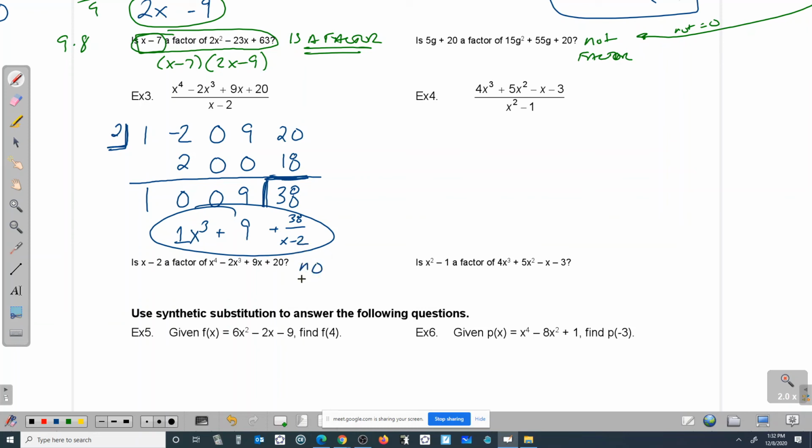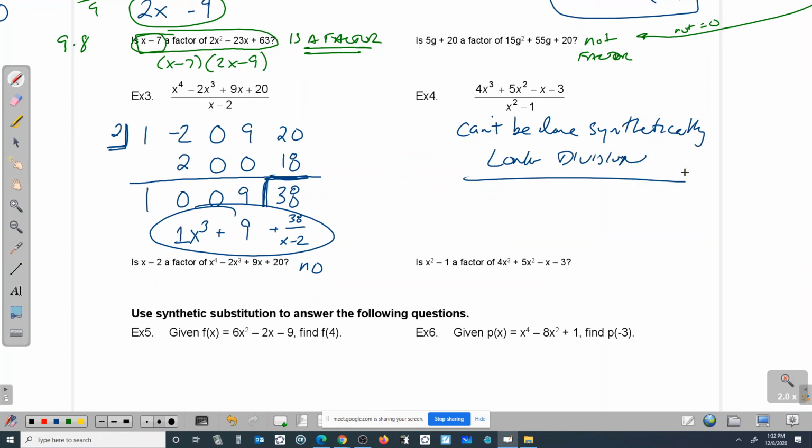We got a new problem here, example number 4. How do we set this up? What did I say you have to be able to divide by? Is that a linear binomial? No. Can't be done synthetically. Guess the only way you would have to do this is long division. Is this today's lesson about long division? No. Then we're skipping the problem and moving on.